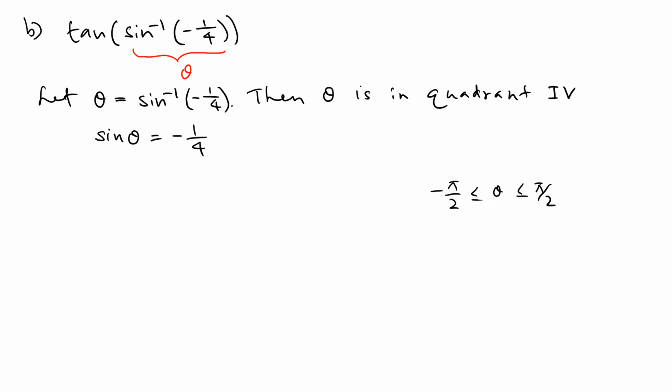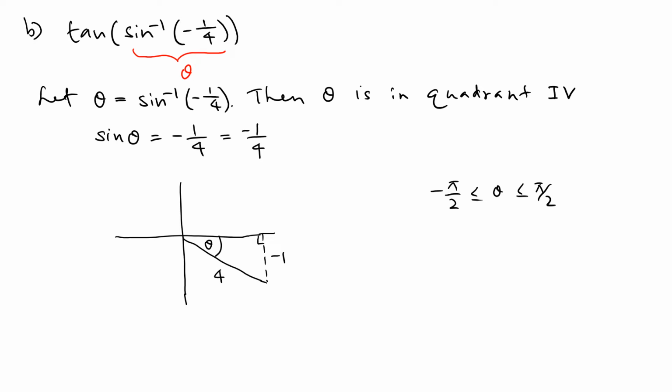Now the question is, where are you going to put the negative sign? You can write this as negative 1 over 4, which means the opposite is negative 1 and 4 is the hypotenuse. We can draw the triangle, and since the angle is in the fourth quadrant, we draw it like this. This is the angle theta. This is -1 because that's the opposite, and the 4 is the hypotenuse.